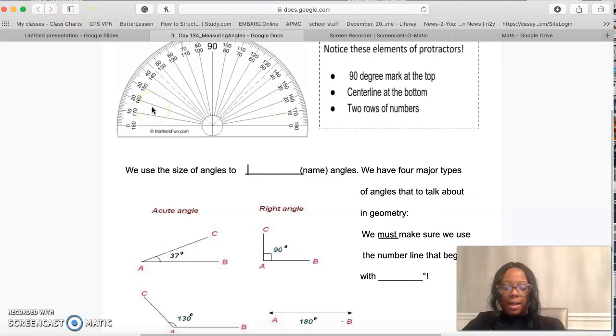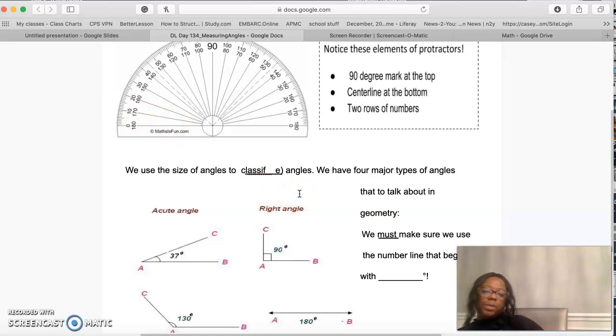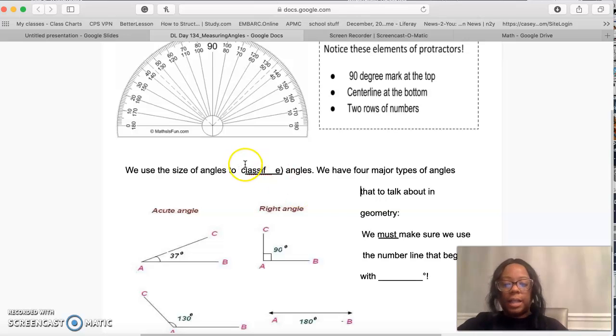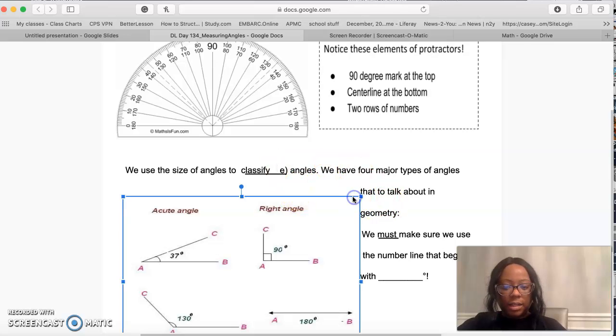We use the size of angles to classify different types of angles. So we know that when we're classifying right angles, they are 90 degrees. When we're classifying obtuse angles, they're larger than 90 degrees. So that would be from 91 to 180. And then we can classify acute angles that are from 0 to 89 degrees.